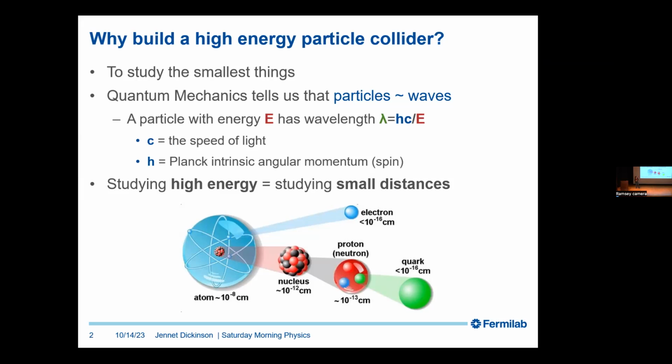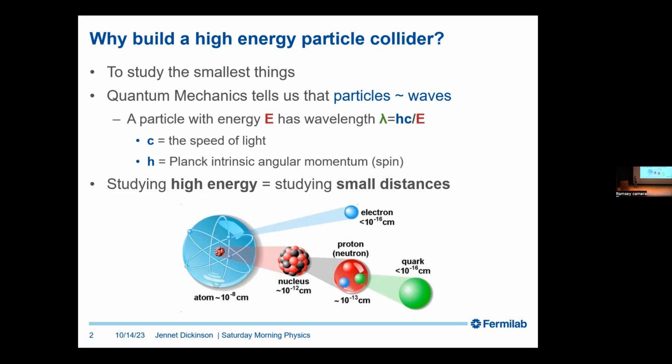So the answer to why would we build a high energy particle collider is that we want to study the smallest things. In quantum mechanics, there's this relationship between particles and waves. Basically the energy of a particle is inversely proportional to its wavelength. So I have this in here where lambda equals hc over E, where c is the speed of light and h is the Planck constant. So it's in units of intrinsic angular momentum. Basically what this is telling us is if we look at things with very big E, we're actually looking at things with really small lambda.